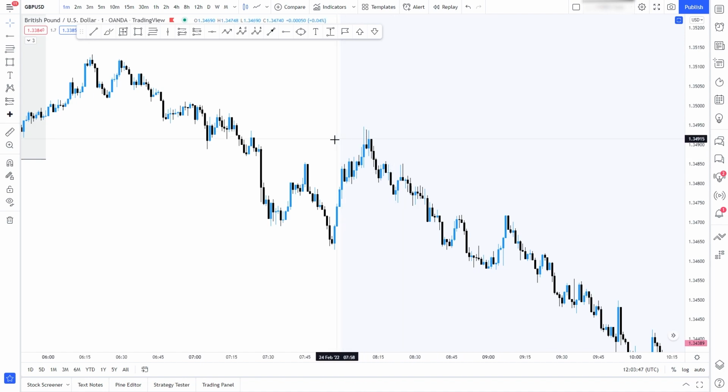But moving on from that, I'm just going to be showing you on a lower time frame how you can take opportunities within the markets to make some good money.